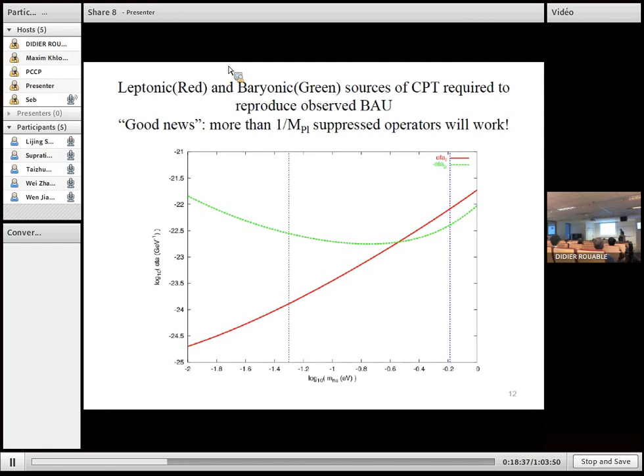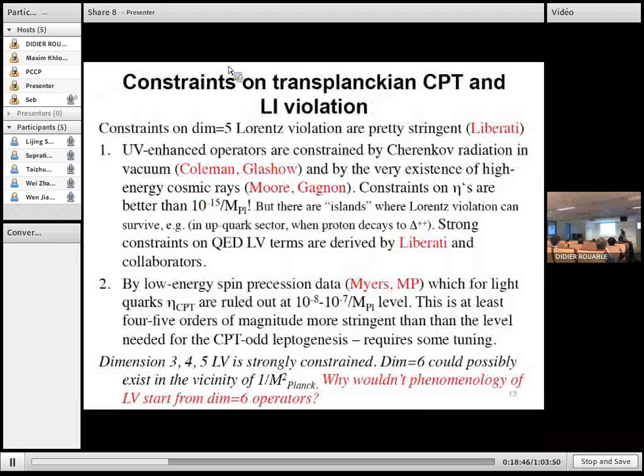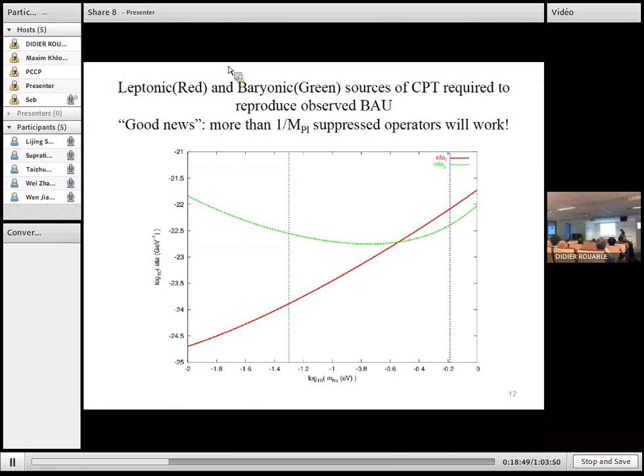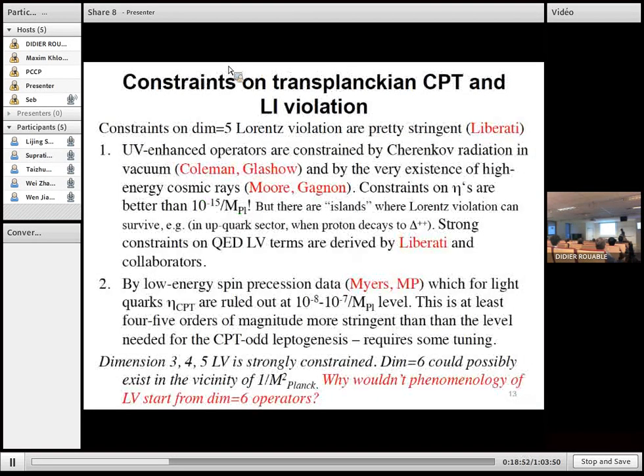But because they're high dimensional, they grow in the ultraviolet and they give a large effect. But even 10 to the 23 suppression is actually pretty much challenged by today's constraints on Lorentz violation that can be derived from various different sources. I should say there are some loopholes in these constraints, but this probably will be too technical to go into them. But I'm happy to discuss it later.